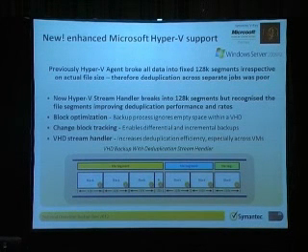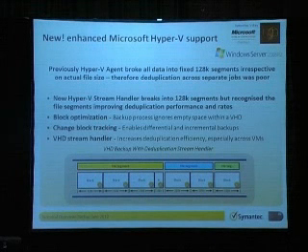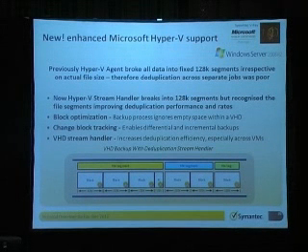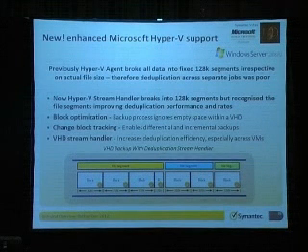So this is new for Hyper-V. In the past, we supported stream handlers for VMware, and now we also support stream handlers for Hyper-V. So we no longer look at a VHD as a fixed 128K block of data. We use a variable block size. It could be 32K, it could be 64K, depending on the actual file size boundary.